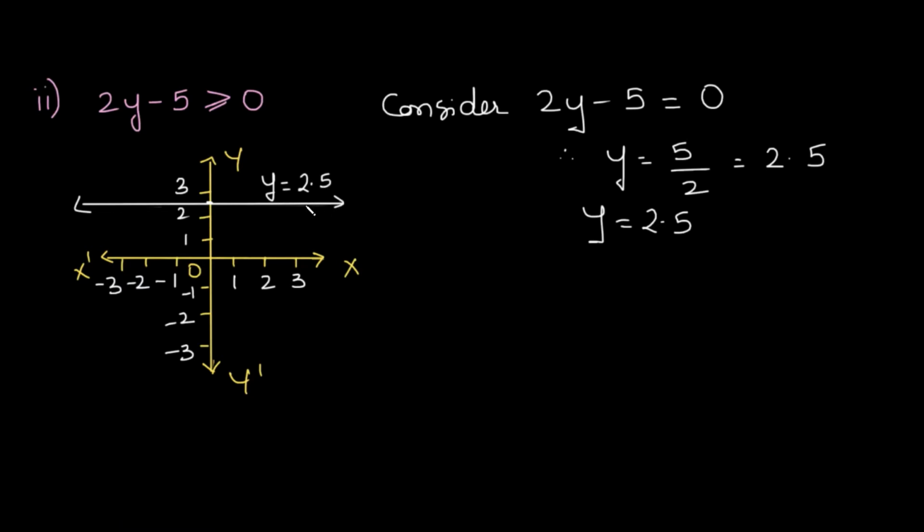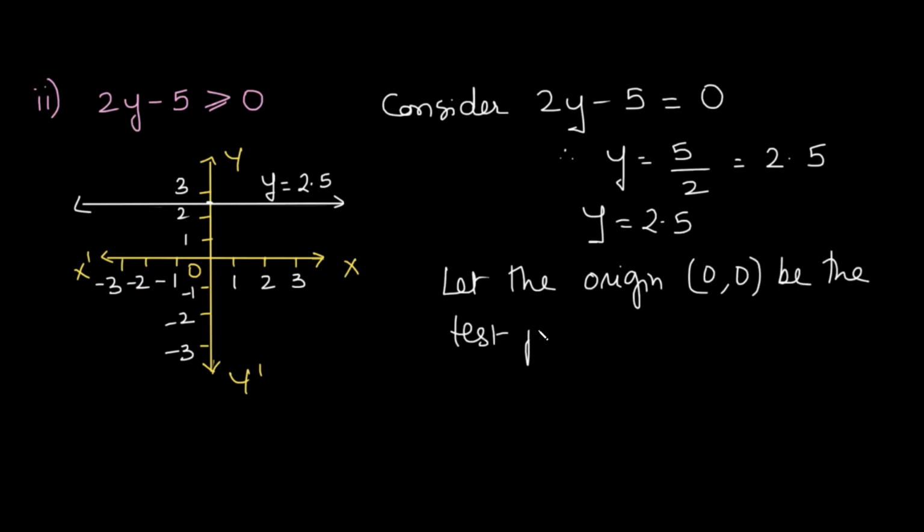Then in this case, the solution set again. We have to find the solution set. It may lie above the line or below the line, wherever the solution set lies. For this again, we take the origin as a test point. Let the origin be the test point. By now you know what is to be done.